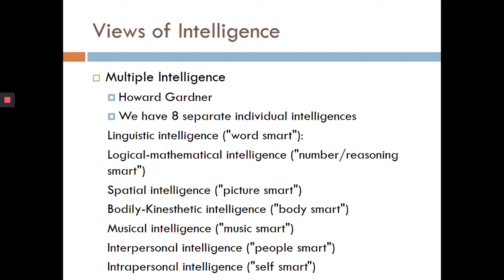Interpersonal. There's naturalist, and then there's also the proposed ninth one, which is existential intelligence, which is the ability to ponder the large questions about life, death, and existence.